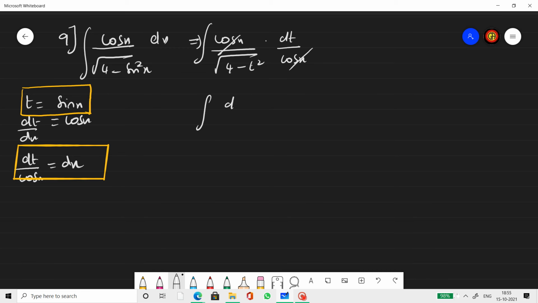So now it's integration of 1 by root over 4 minus t square. This is in the form of 1 by root over a square minus x square, which is sin inverse x by a. So we get sin inverse t by 2. So sin inverse t being sin x by 2 plus c.